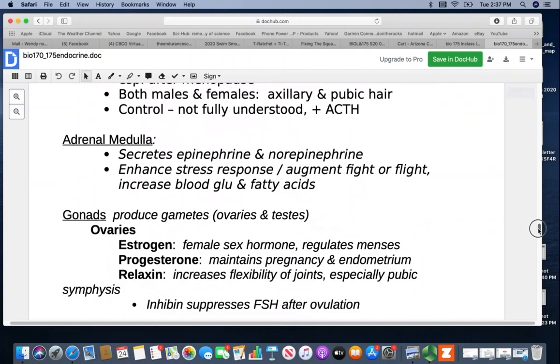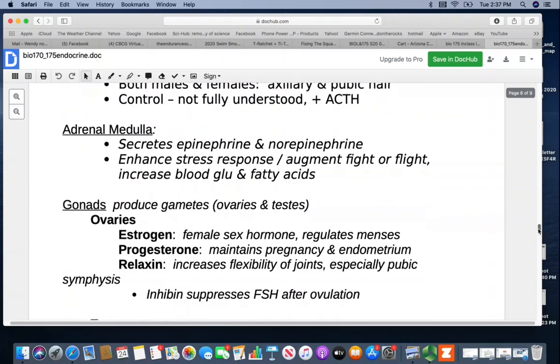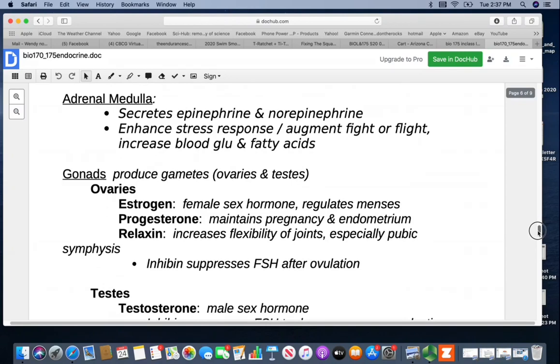The adrenal medulla, this is going to be the inside of it. It's going to secrete epinephrine and norepinephrine. This will help to enhance the stress response or augment fight or flight. So what it's going to do is increase blood glucose and fatty acids so that you've got more energy to deal with the stress. So gonads, they produce gametes, which are your ovaries and testes.